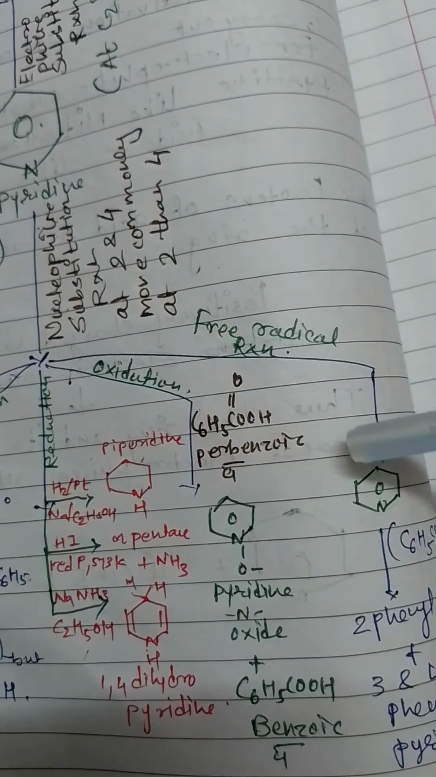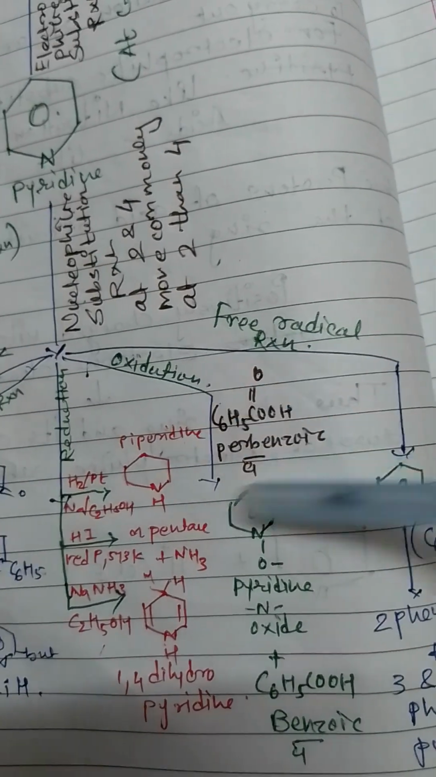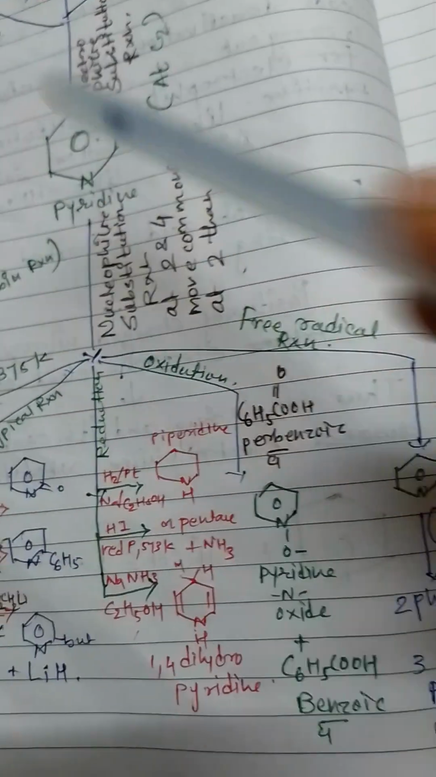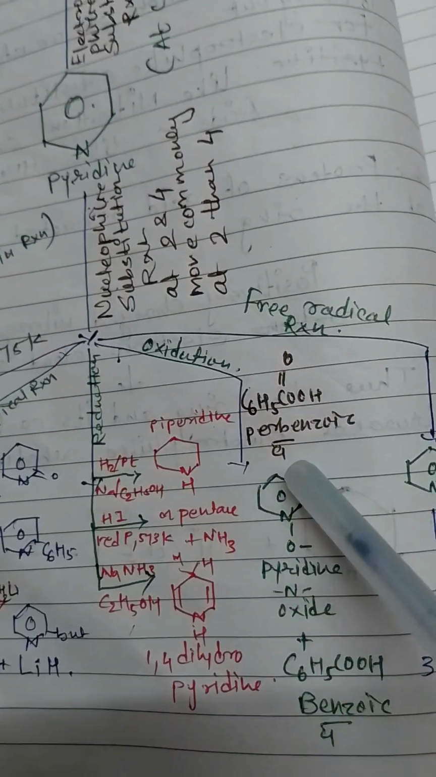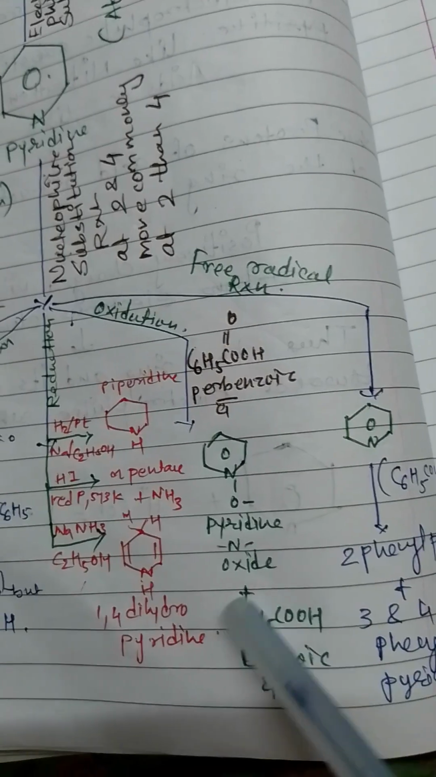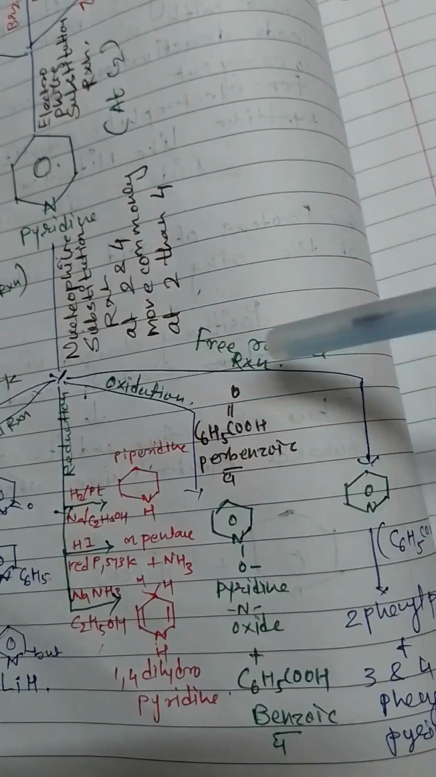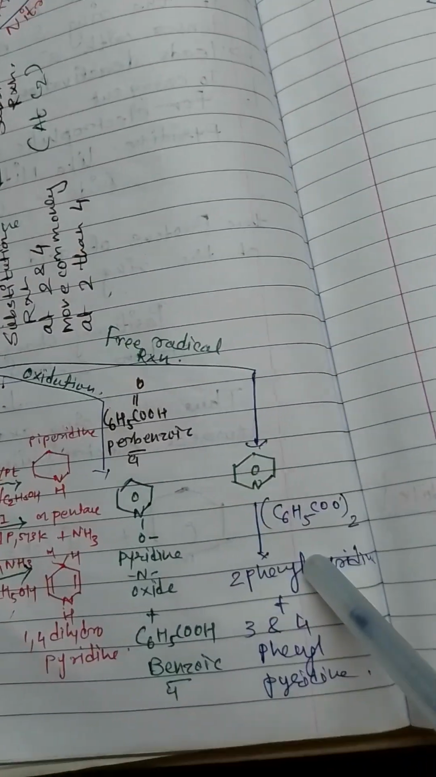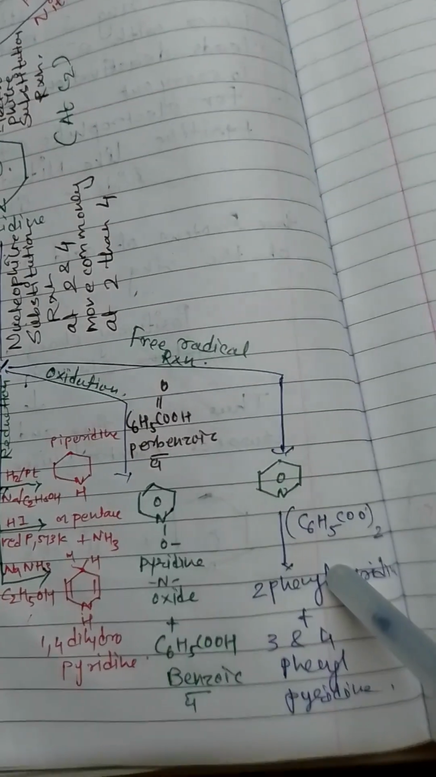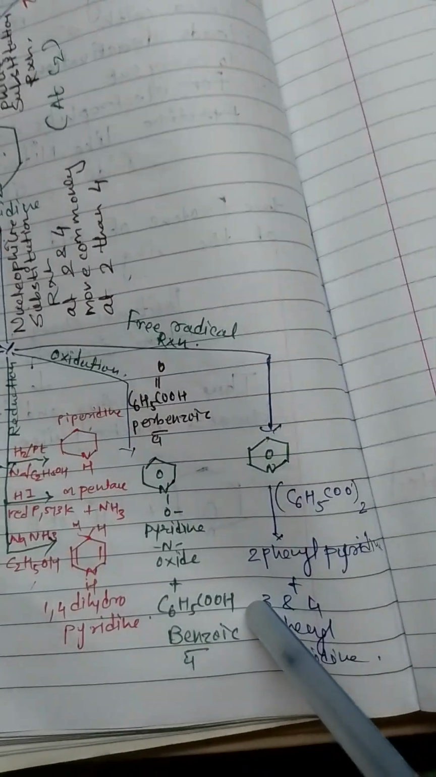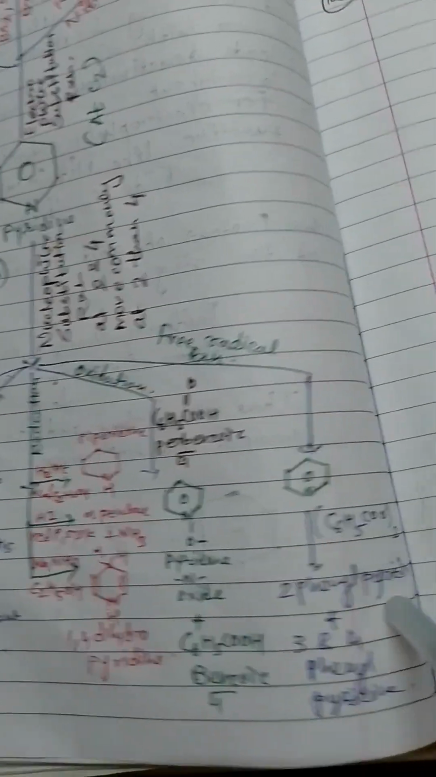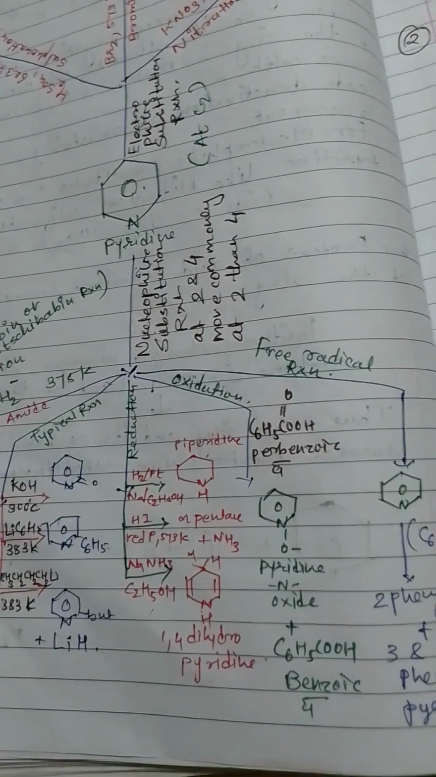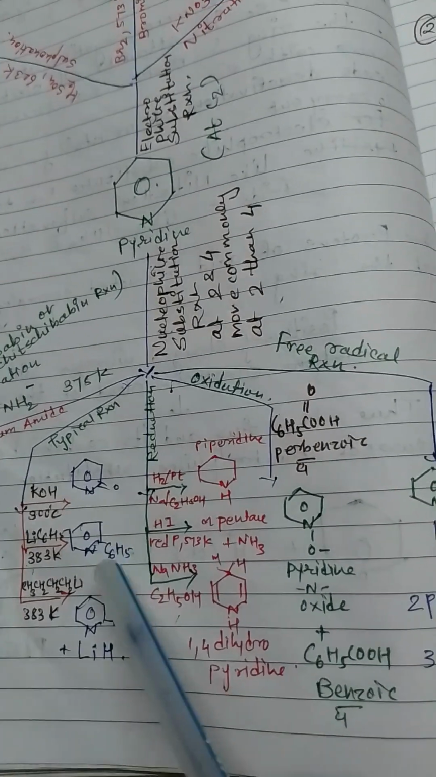Now next is oxidation reaction. We are using perbenzoic acid as a reactant. This reactant reacts with pyridine and forms pyridine N-oxide plus benzoic acid. Then a free radical reaction: pyridine in presence of (C6H5COO)2 will form 2-phenylpyridine and 3,4-phenylpyridine. This is the structure of 2-phenylpyridine.